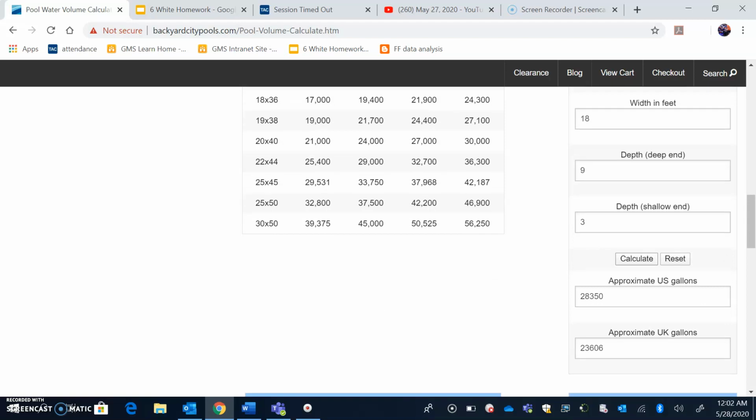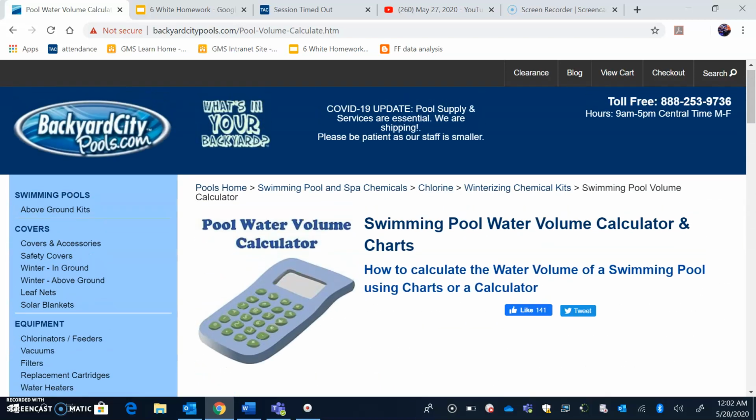So again, if I'm using an approximation of 25,000, it's good enough. It's close enough. The idea needs to be right around there. I know what I'm dealing with. So yeah, there you go.